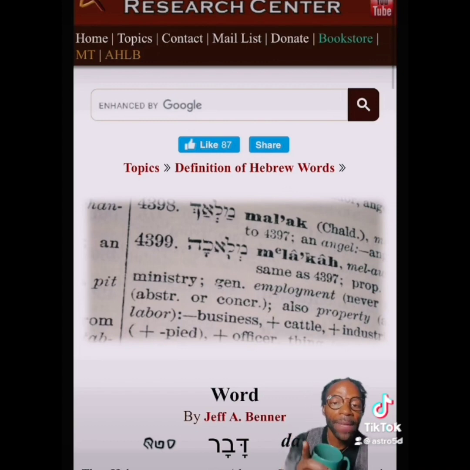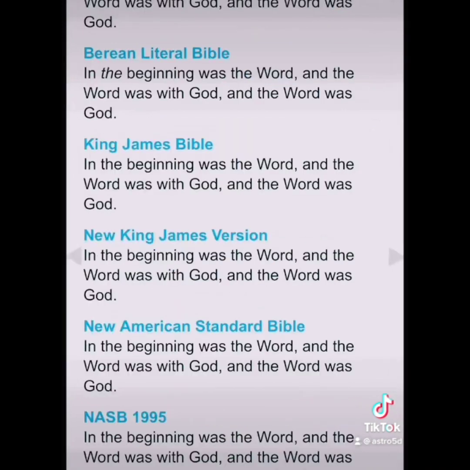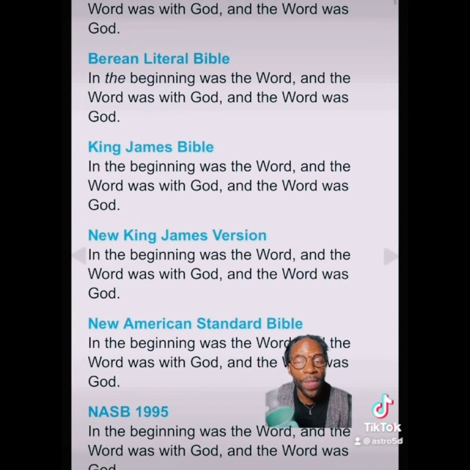Because bee in Hebrew is derived from word. Logos in Greek means word. In the beginning was the Word, and the Word was with God, and the Word was God. Don't let that go over your head. So if you hear somebody referring to logos as the beginning, this is what they're referring to, the Word.